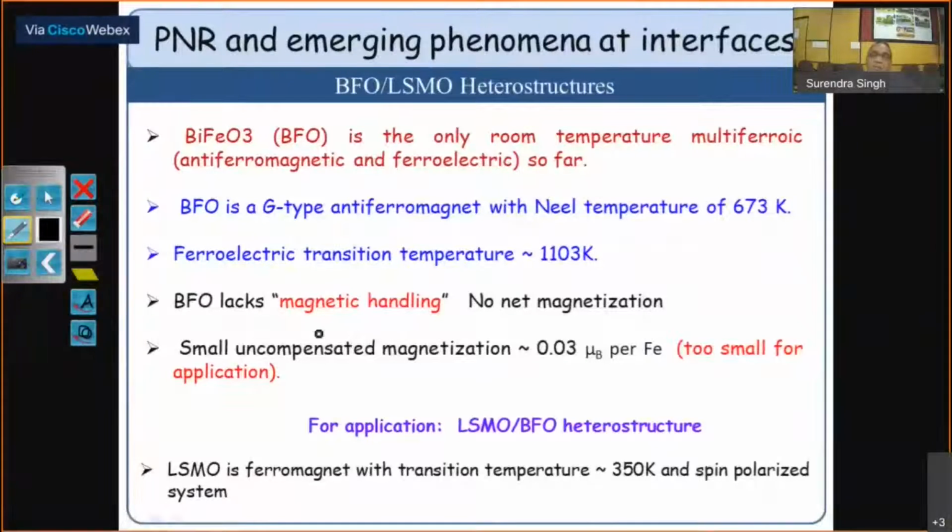what we call it lacks magnetic handling, because for any magneto-electric coupling you need a high magnetization, and then you can think of the coupling with electric field and other things. But BFO is an antiferromagnet, so that is the big disadvantage. And for practical application, it has no net magnetization. Okay, as I said, it has an uncompensated or canted magnetization, which is very small, 0.03.